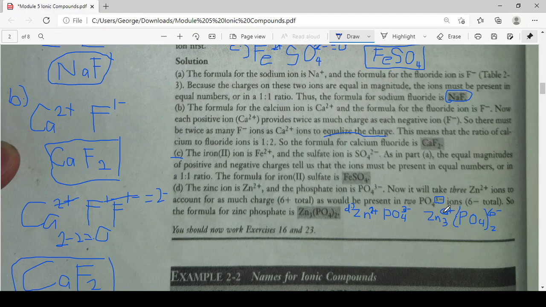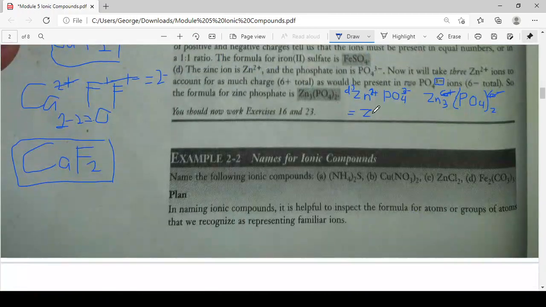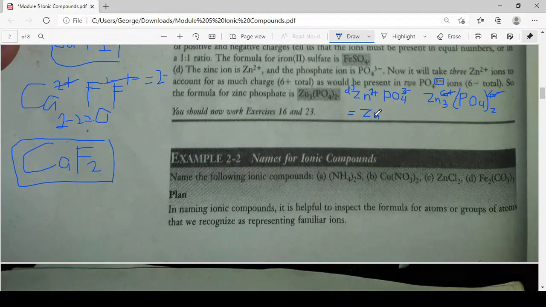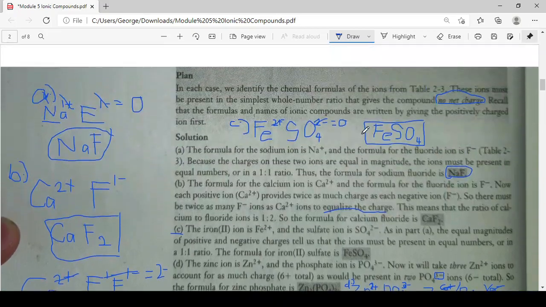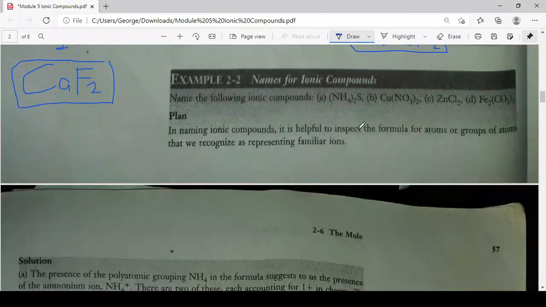Patas na. Therefore, cancel out this. And your final answer will be Zn. Cancel out na ng 2 ka 6. Kaya nagpatas na siya, meaning you have no net charge. Kaya nagpatas na siya, kids. Zn3, open close parenthesis, your phosphate PO4. Then this will be your final answer na. So this is how you write your ionic formulas and compounds.